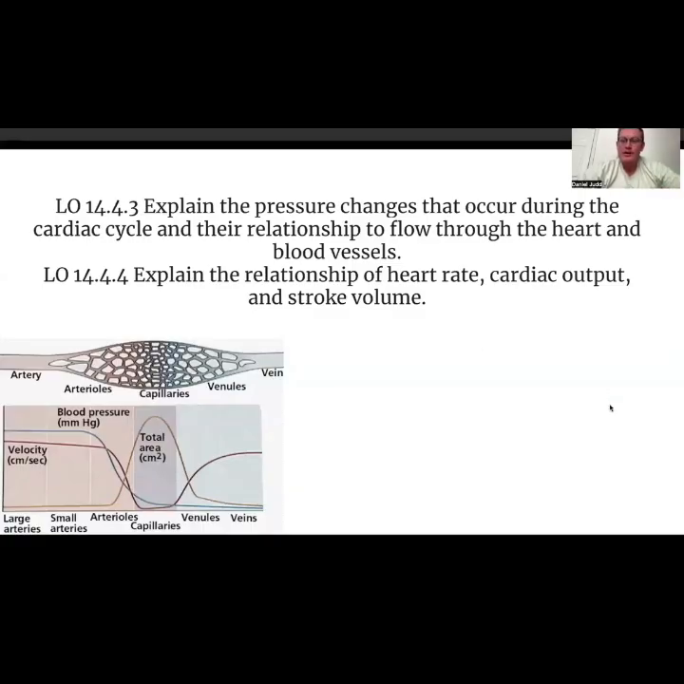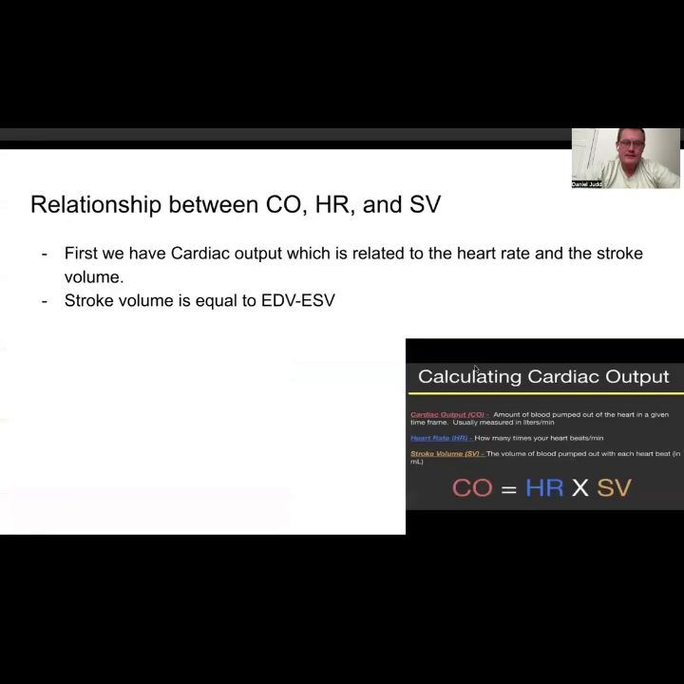Hey guys, so I wanted to talk about the pressure changes in the blood vessels throughout the cycle and the relationship of the heart rate, cardiac output, and stroke volume. So that's what that is. And so we're going to go to the next slide.